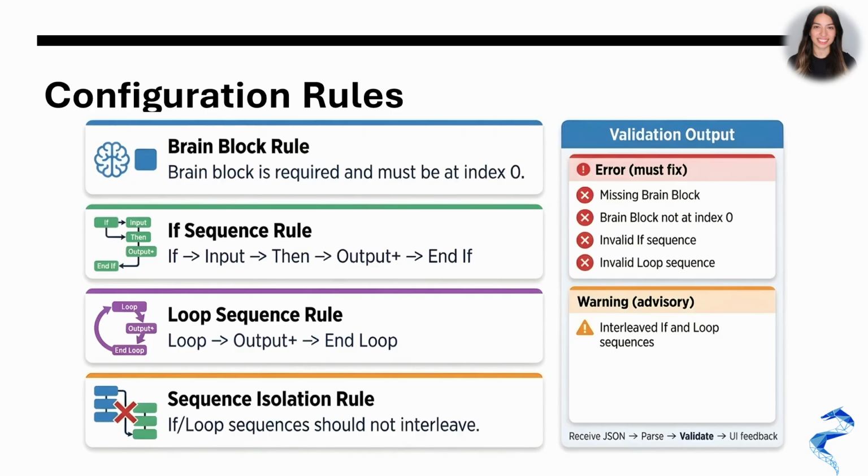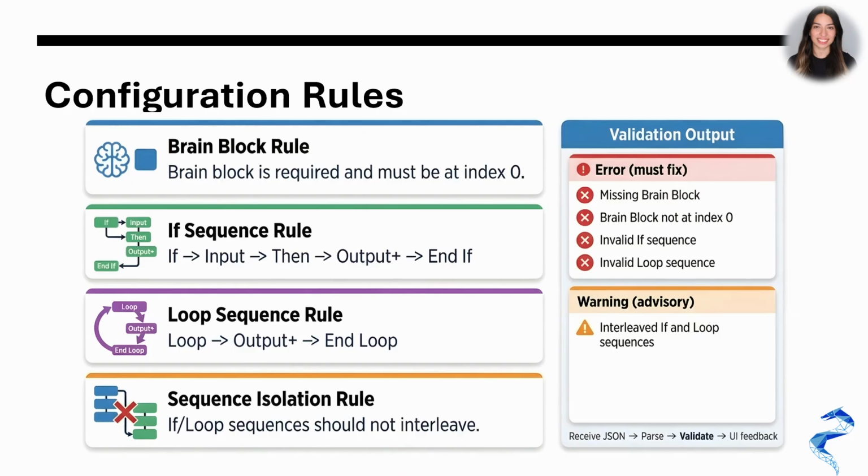Rule 3, very similar. Loops must also be well formed. It should be a loop, a number of outputs, and then the end loop block. Rule 4 is that sequences should remain overall isolated. If and loop chains should not interleave incorrectly. We issue this rule as a warning rather than an error when it happens because while functionality is possible, it might be confusing to the user to build correctly.